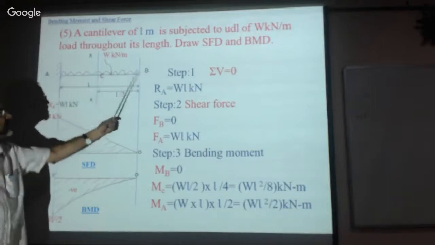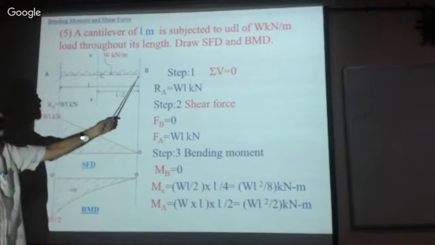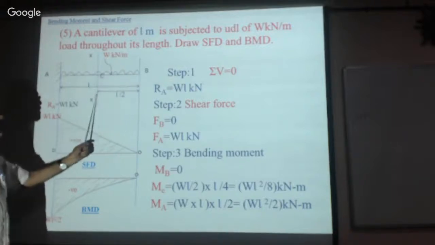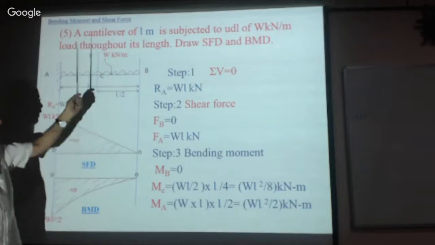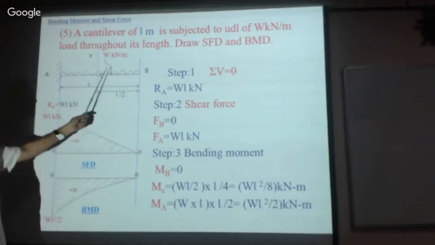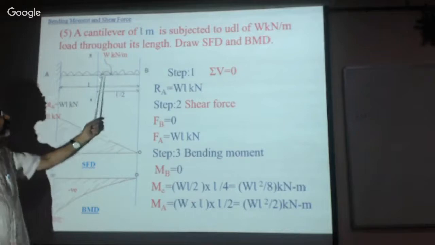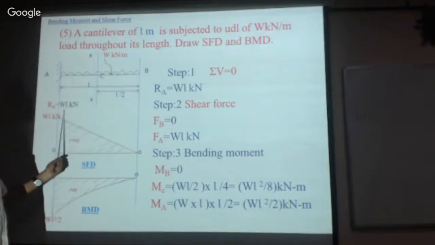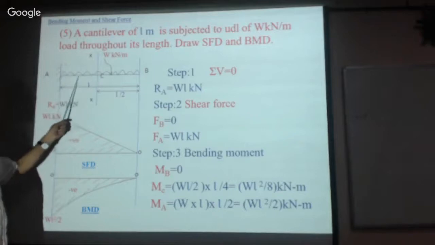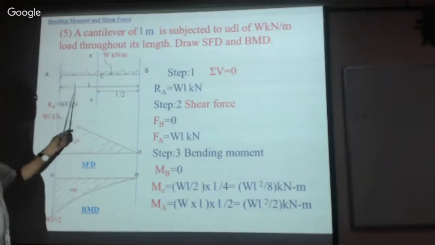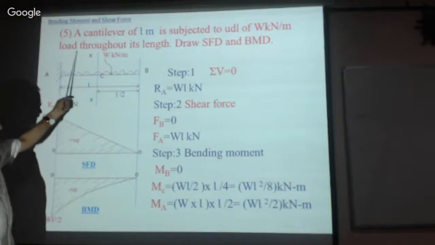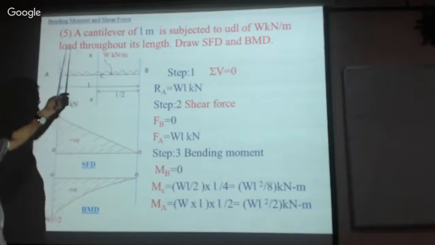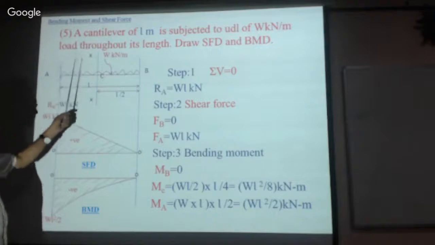Take half of this, that is WL by 2, half W into L by 2 distance, isn't it? W into L by 2 kilonewton is the load acting on the half portion of the beam. If you consider the left-hand side, WL is acting upward and half of this, WL by 2, is acting downward. Again, WL by 2 is acting upward, the shear force.